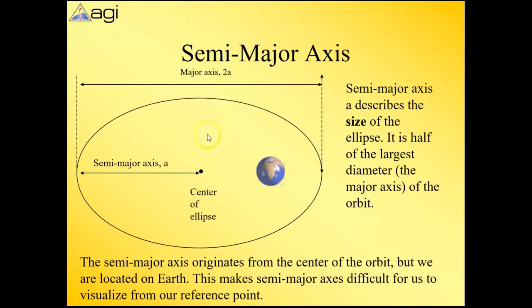So again, here's our major axis, and our semi-major axis here is going to be half of that. So that's going to be the center of the ellipse. And the semi-major axis originates from the center of the orbit, but we are located on Earth. And so this makes the semi-major axis difficult for us to visualize from our reference point.